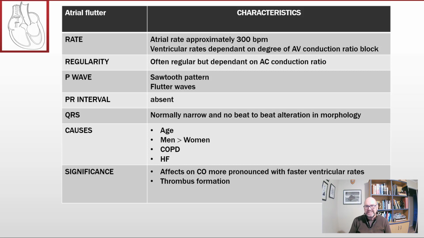Now, atrial flutter does sit on the same continuum as atrial fibrillation. Its incidence increases with age, and it's more prevalent in men. It's also more common in the setting of heart failure and chronic obstructive pulmonary disease. And finally, the clinical significance. It's going to be very similar to that of atrial fibrillation. It's associated with a higher risk of thromboembolic events and reduced cardiac output when there are faster ventricular rates.